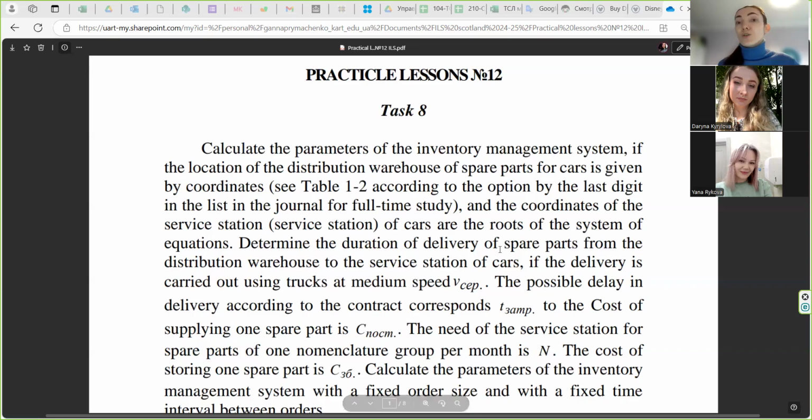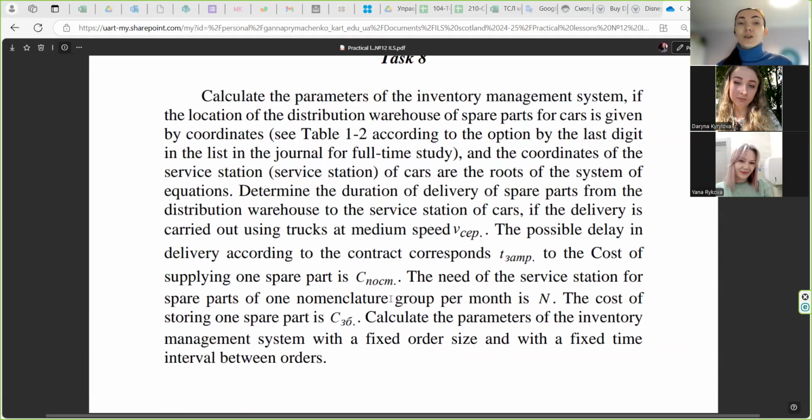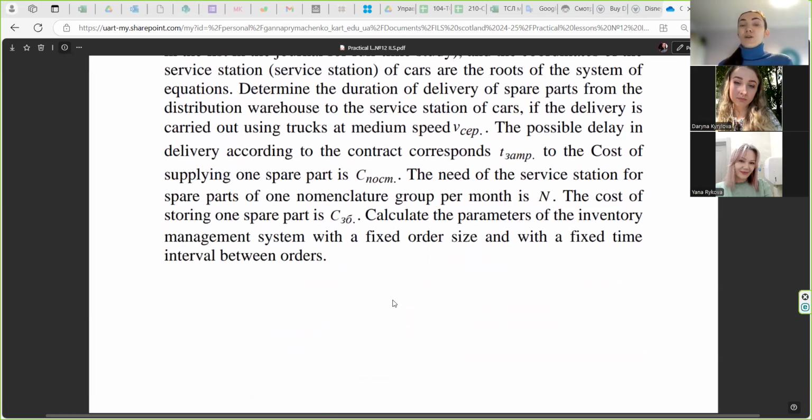So determine the duration of delivery of spare parts from distribution warehouses to the service station of cars, if the delivery is carried out using trucks with medium speed. So we use the medium speed of this car for our calculations. The possible delay in delivery according to the contract, we use some time with such letter designations, and the cost of supplying one spare part. Also, we use letters for these costs.